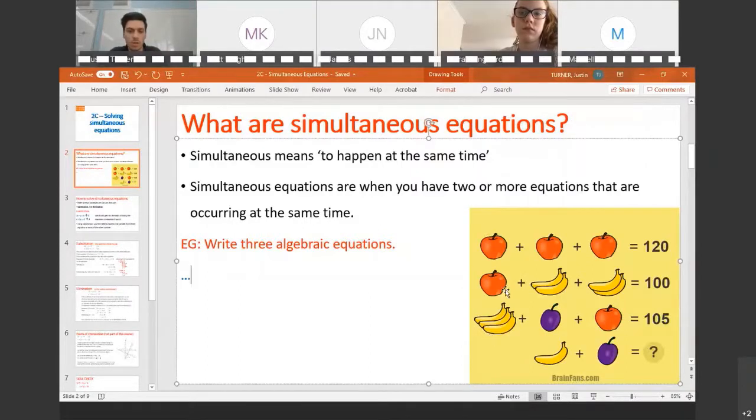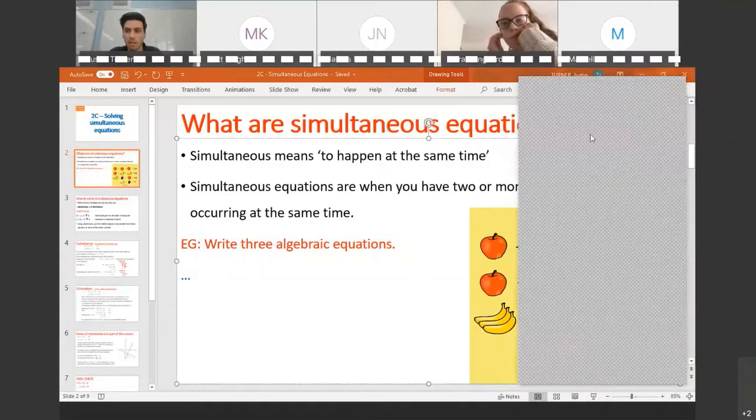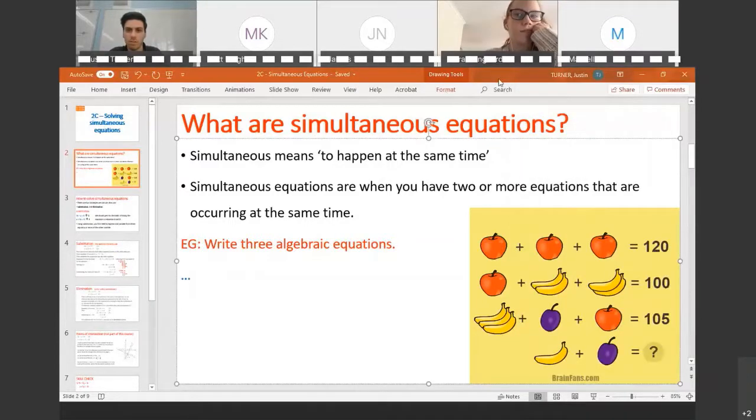So we're not going to solve these. We're not going to solve these just yet. I just want to show you how we can write these out.